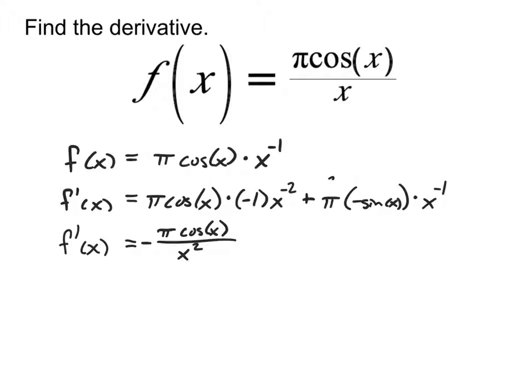And then this next term, it's also negative because of the negative sign. So that's minus pi sine of x all over just x. And if you wanted to, you could even turn this into a single fraction. You could be multiplying this second fraction top and bottom by x, and then you could combine them. Feel free to do so, but you don't have to here.